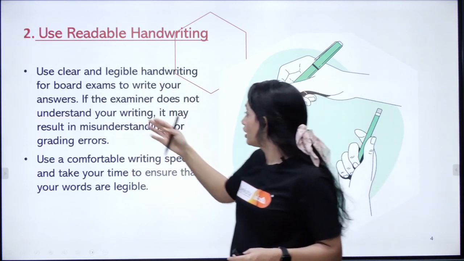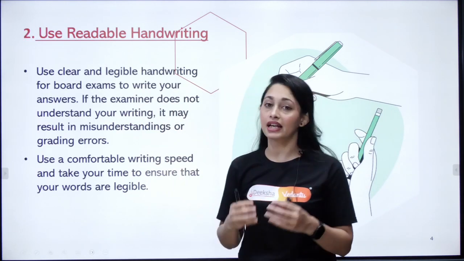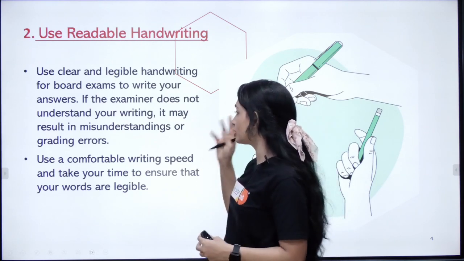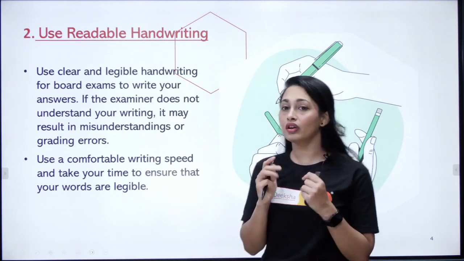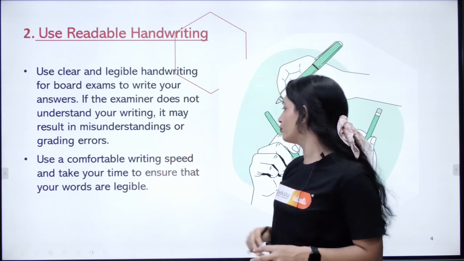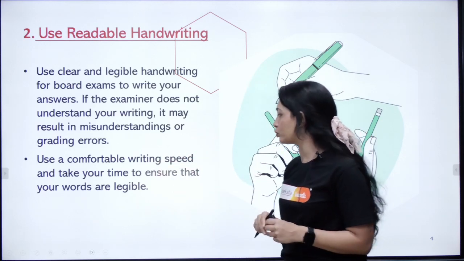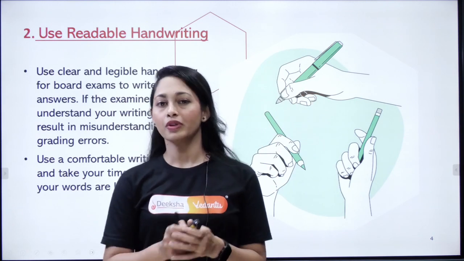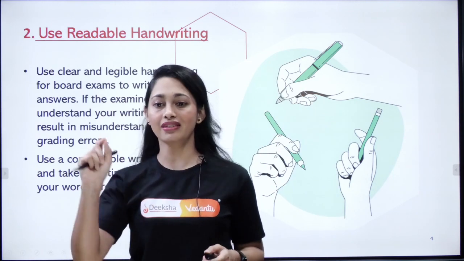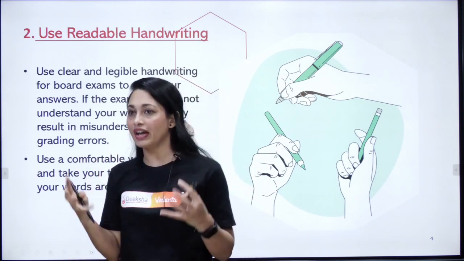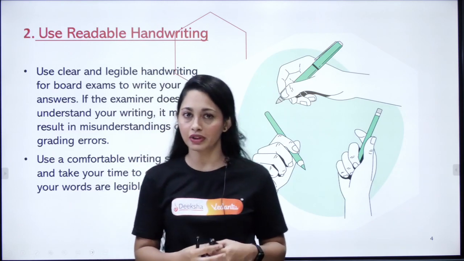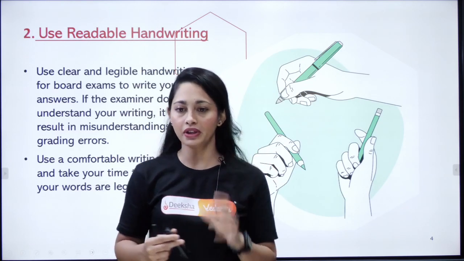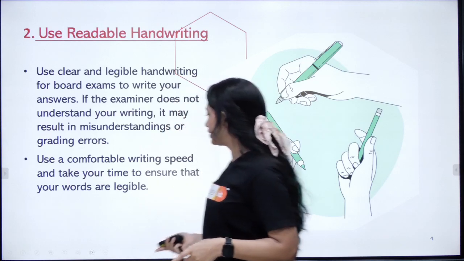If the examiner does not understand your writing, there is no point. It may result in misunderstandings or grading errors. So use a comfortable writing speed and take your time to ensure that your words are legible. Pick a pace, a speed where you find yourself very comfortable and your handwriting is also legible, and maintain that.